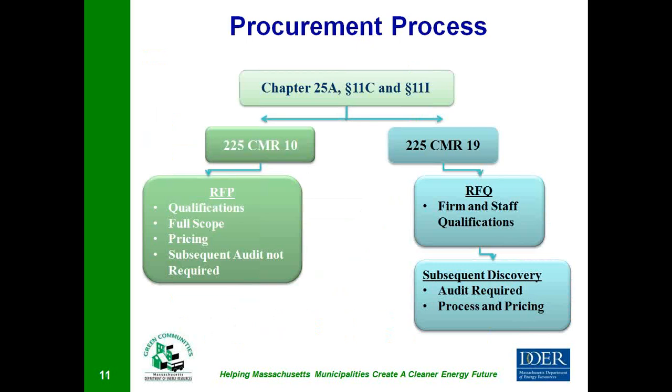There are two methods available for cities and towns, the RFP method or the RFQ method. The RFP method includes a price component that's part of the evaluation process, and the RFQ process does not include a price component, but has subsequent price discovery after you've selected the ESCO. Those prices are discovered through an investment-grade energy audit as part of the RFQ process.